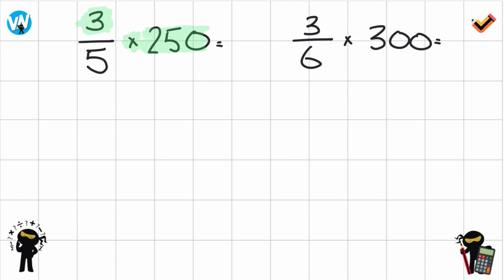But in my head, I would be partitioning, and I'd be going, well, 3 times 200 is 600, and then 3 times 50 is 150. So that's 750. So we basically get to 750 over 5. And we go, right, okay. Can I do that mentally?